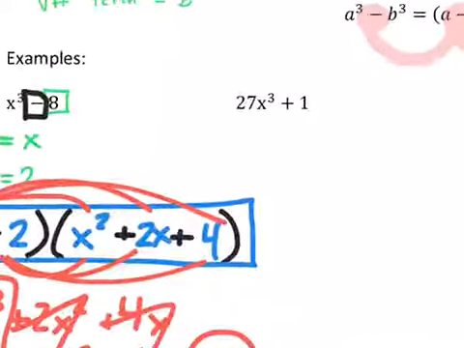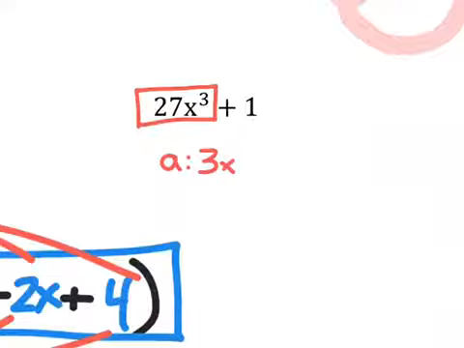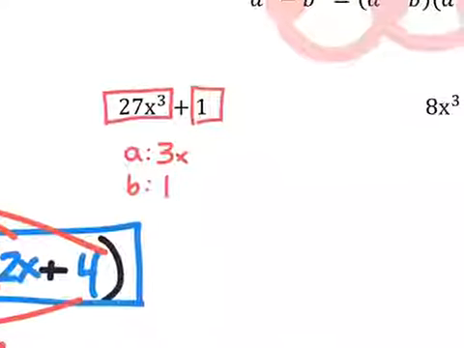So let's take a look at this one. Very similar concept. We're going to need a cube root to find a and b. So cube root of 27x cubed. Well, cube root of 27 is 3, because 3 times 3 times 3 gives me 27. Cube root of x cubed is just x. To find my b value, I need the cube root of 1. Okay, so there's my a and b values. And then we just get our parentheses set up here.